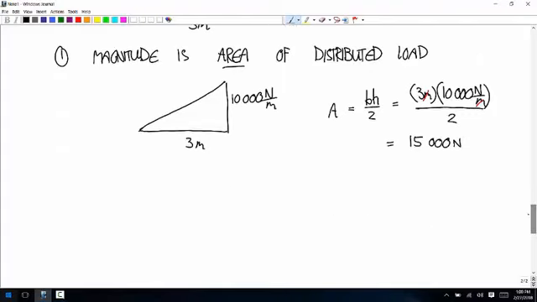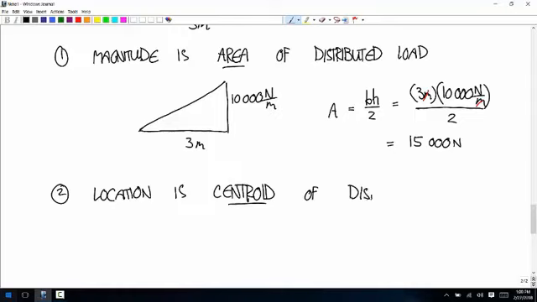And then the location where that force is applied is the centroid of that distributed load. So the location is the centroid of the distributed load shape.